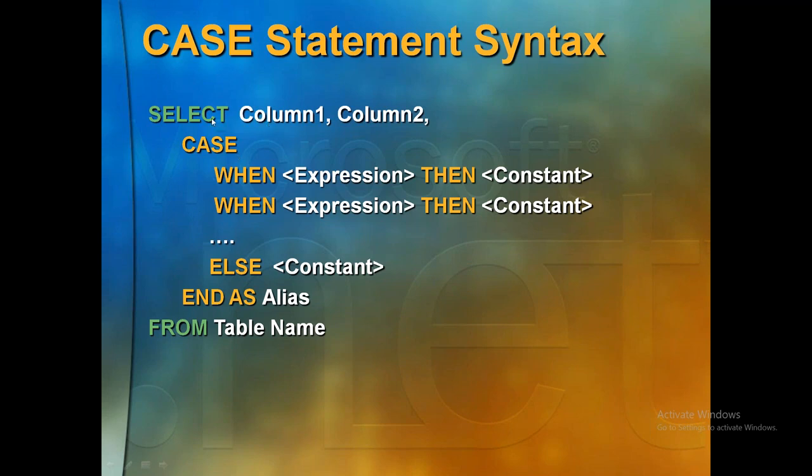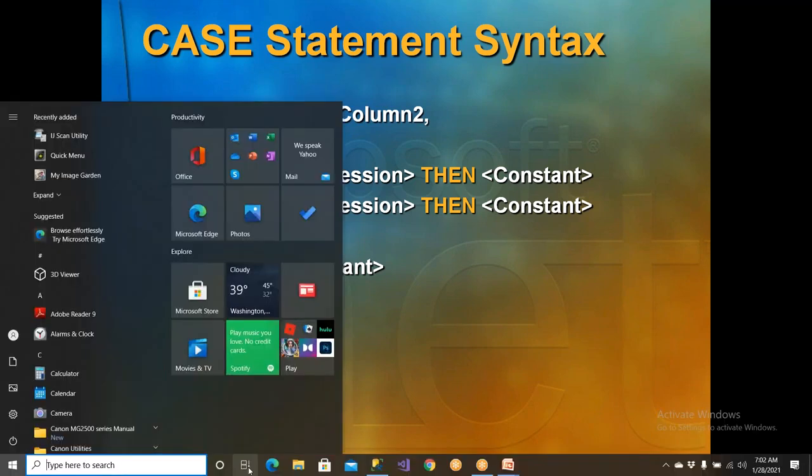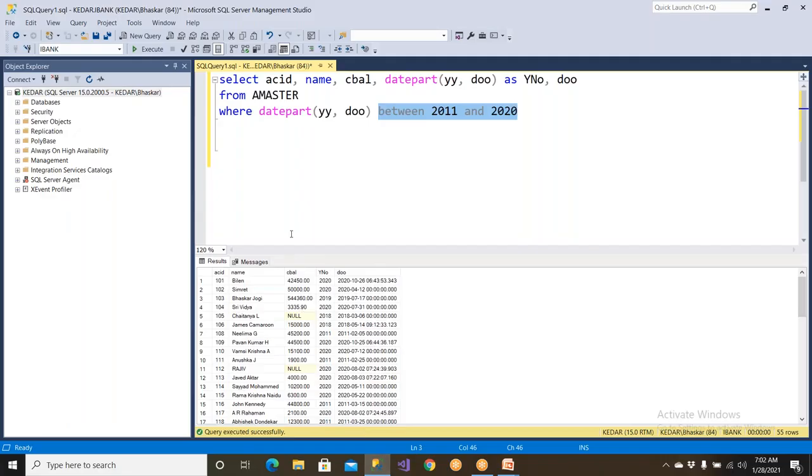So you can have select star or column one, column two, comma, case, this is the start, and the case you need to end. When something is true, then you do like this. If something is true, you do like this, else you do like this, and as alias. Clear? Let me give you one simple example.